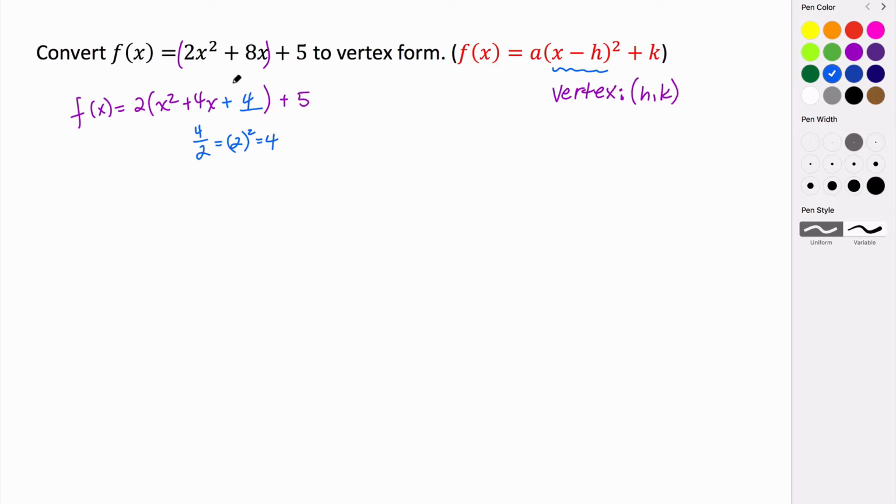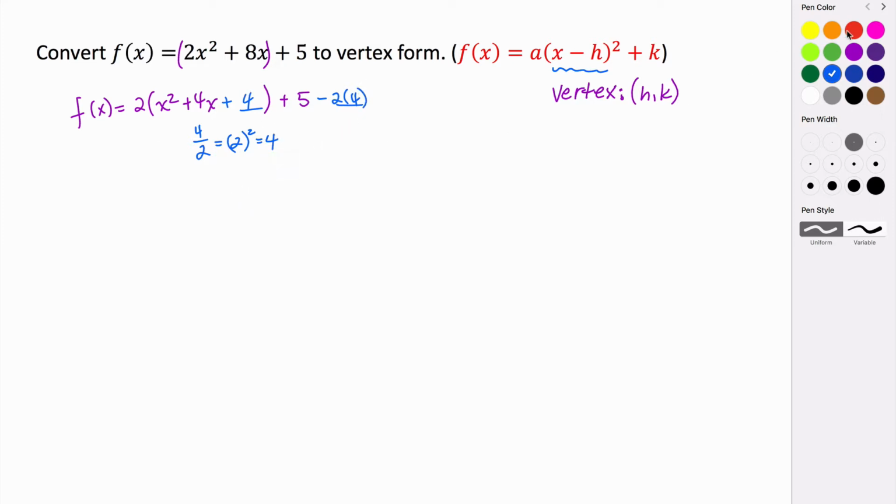But we can't just add something to our equation without any consequence. That would change the value of our function. So we need to subtract the same value from our function as well. But really, we're not adding a 4 here. We're really adding a 2 times a 4 because this 2 is going to be distributed through to all three terms. So we're really subtracting 2 times that 4 that was added on the inside.